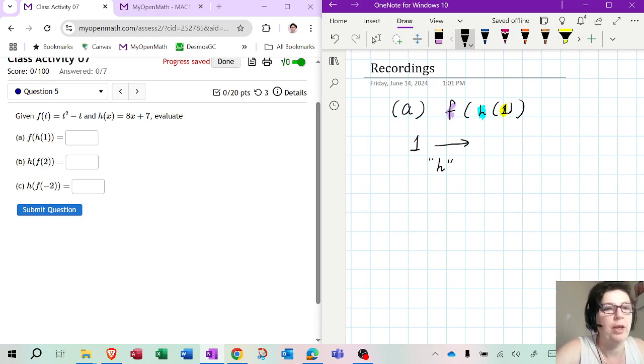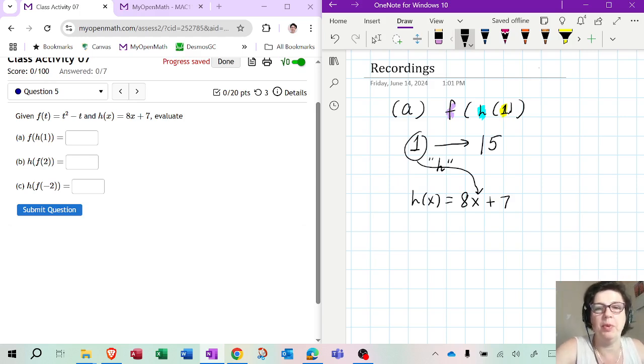Well, what is that? Well, h of x is 8x plus 7. So if you want to apply 1, start with 1 and apply h of x to it, you need to replace x with 1. So here you're going to multiply 8 times 1, which is 8, and then plus 7, that would be 15. So this is what you get. So you're basically plugging in 1 in for x into the h function.